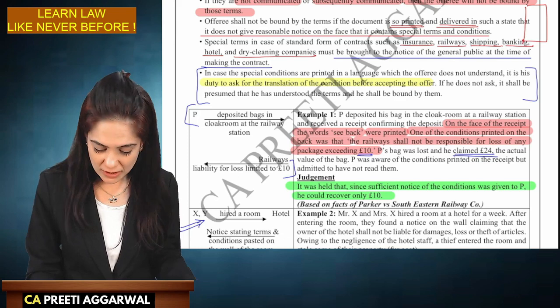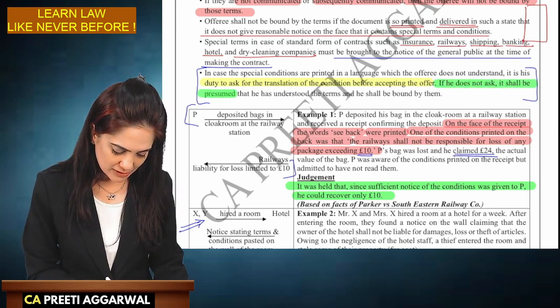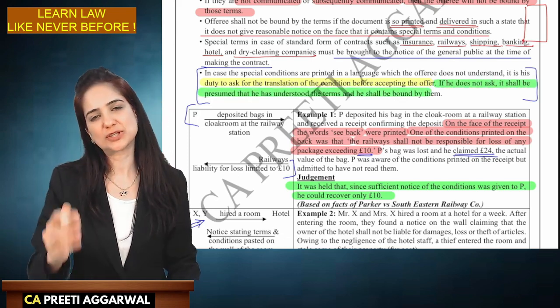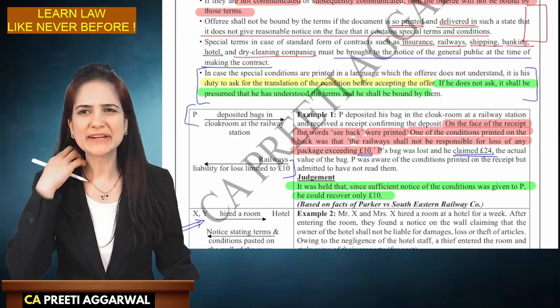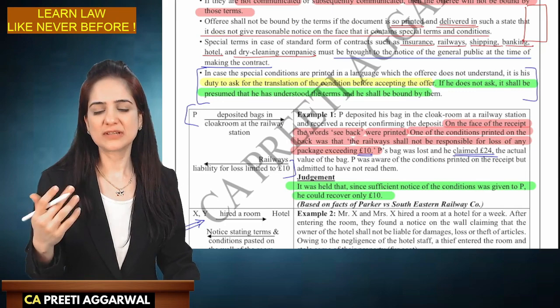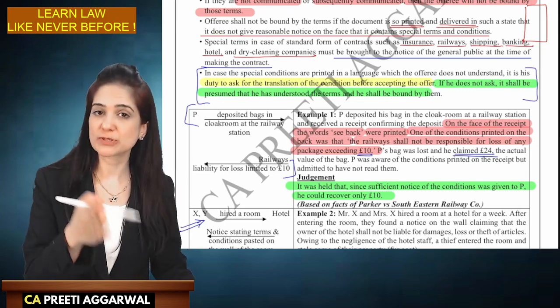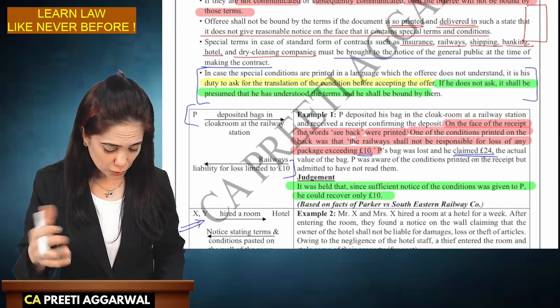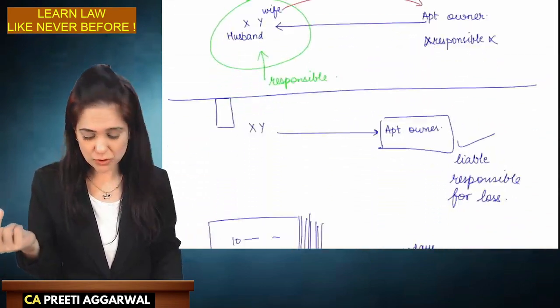If you don't, then we will assume that you have understood those terms and conditions and you are bound by it. Actually, even in India, if you see, there are so many languages. So sometimes the terms are written in the local language. It is your responsibility to ask for a translation. If you don't, then we will assume that you have understood those terms and conditions.